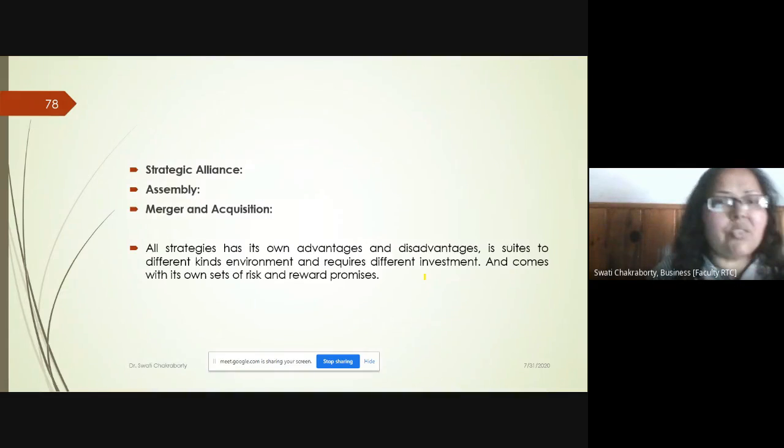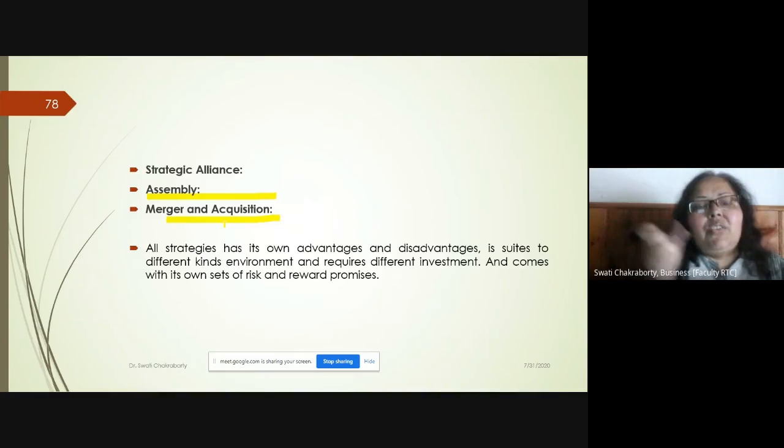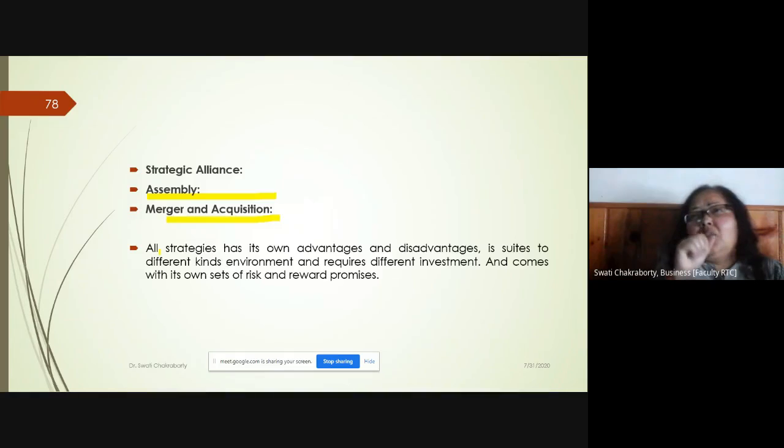Next comes where we talk of strategic alliance, right? Assembly as well as mergers and acquisition come up in this. When we talk of strategic alliance, you are combining together for some specific purposes. You have the finance but you may not have good human resources, so you take the help of another company which has the best resources, and you work together. Assembly is where you are helping in assembling the different parts. You don't do the business yourself, but you're helping in assembly, right?